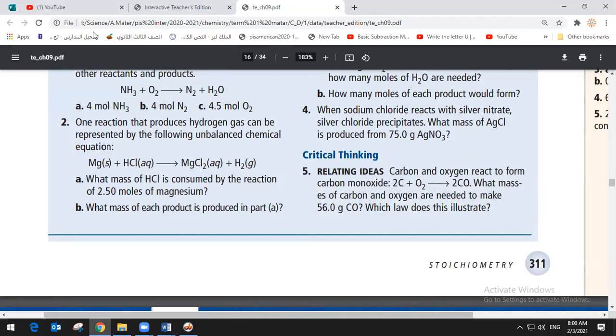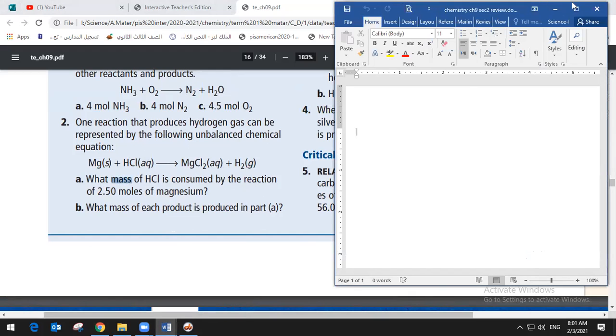So question number 2, he asks you here: one reaction that produces hydrogen gas can be represented by the following unbalanced chemical equation. He asks what mass of hydrochloric acid, HCl, is consumed by the reaction of 2.5 moles of magnesium. He asked about the mass, that means he wants grams. So let's try to find how we could solve this problem, guys. Who can work with me on that problem?